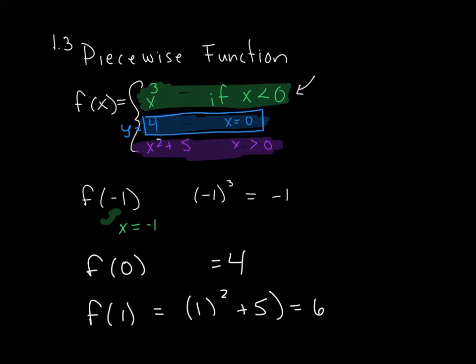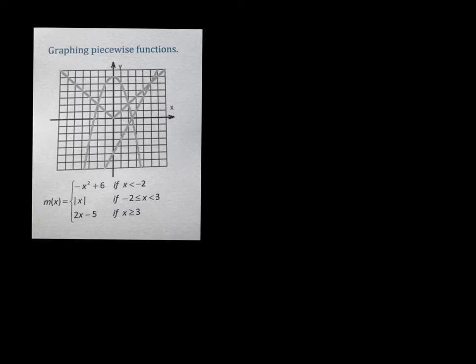If you need to write this as a point, because all of these would be points on your graph, your first value here would be (-1, -1), (0, 4), and finally (1, 6) for the piecewise function. Now, to graph a piecewise function, it's really important that you first recognize what you have.